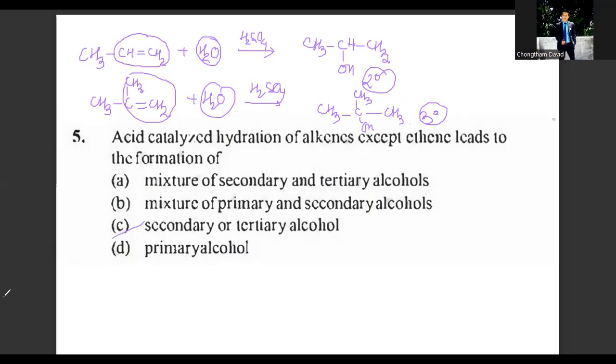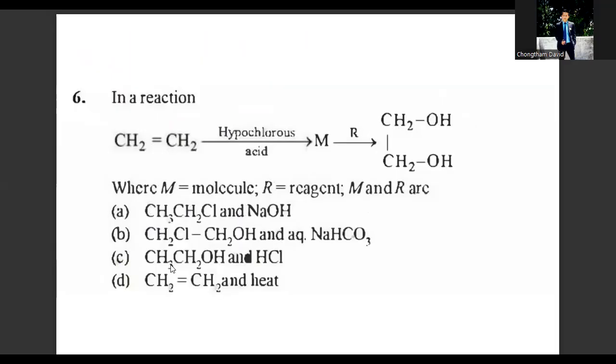Question number 6, let's read. In the reaction of ethene with hypochlorous acid, that is HOCl, it gives M, and R, if it is treated with M, gives ethylene glycol. So you are asked to find what is M, what is R. So when this ethene reacts with hypochlorous acid, you know the formula of hypochlorous acid is HOCl. Okay, so it gives CH2. Here you have OH and a chlorine.